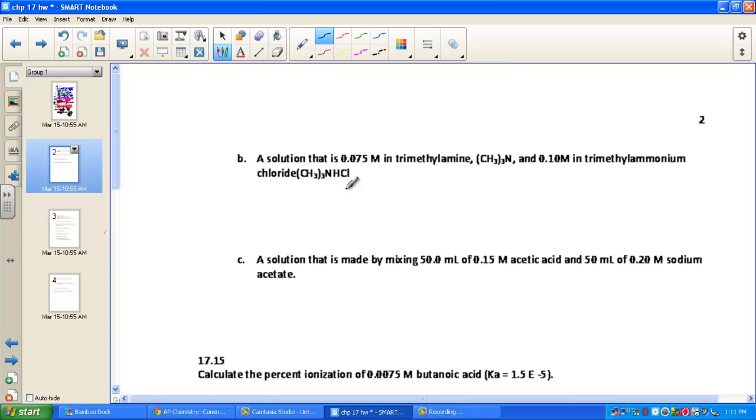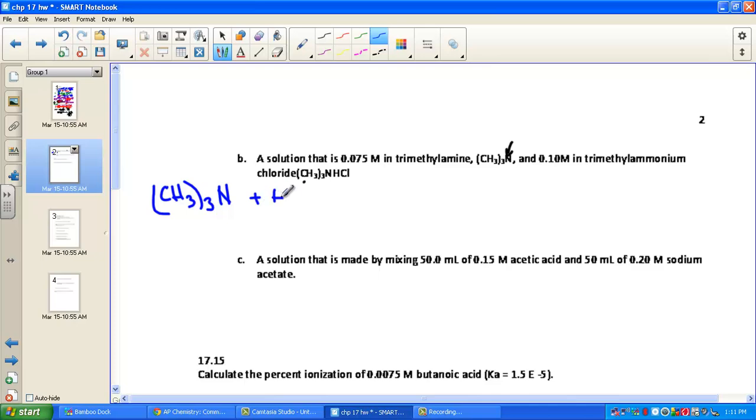Letter B. This time we're given triethylamine, which is a base, see that N? And a 0.1 molar trimethylammonium chloride. So the common ion here is in the first name. And keep in mind, this is going to be base chemistry. Trimethylamine, here's the methyl group in organic. There's the tri part, trimethylamine. See that nitrogen root word?